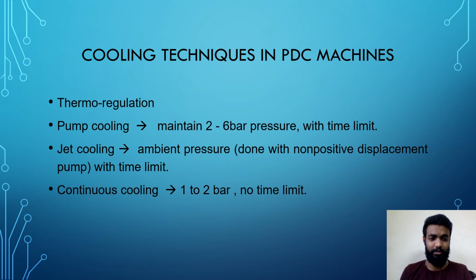So this pump cooling process happens between two different cycles. And now comes the jet cooling. Here they use a non-positive displacement pump, so the pressure is ambient pressure, and it also has a time limit. So this process also happens between cycles. So next, the last is continuous cooling. This process doesn't have any time limit. So it happens through the cycles, not in between the cycles. It also uses a positive displacement pump so as to maintain a pressure of oil or water between 1 to 2 bar.